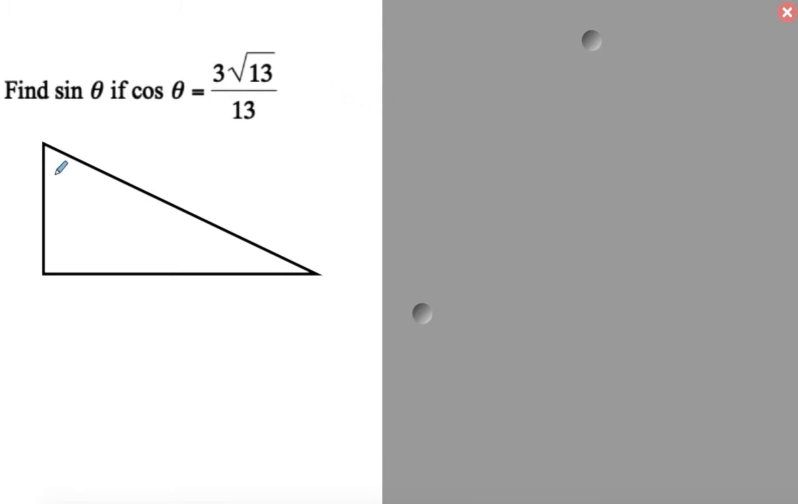So assuming you've gone through, pause the video. I'm going to call this theta. If you called the other angle theta, that's okay. So this will be the 3 square root of 13. This would be 13. Using our algebra skills or our Pythagorean theorem, we can figure out the missing side length, which would be the square root of 52. So sine of theta would be the square root of 52 over 13.